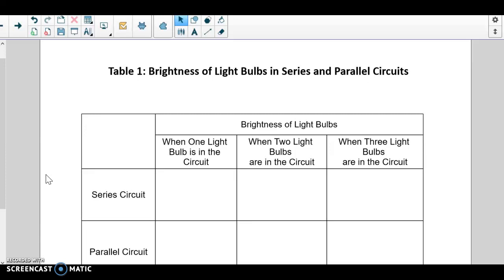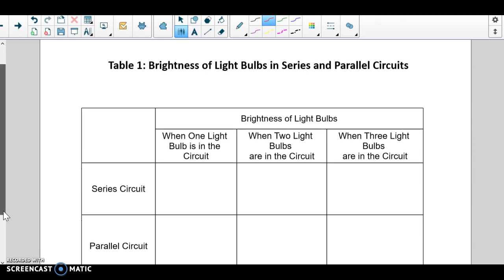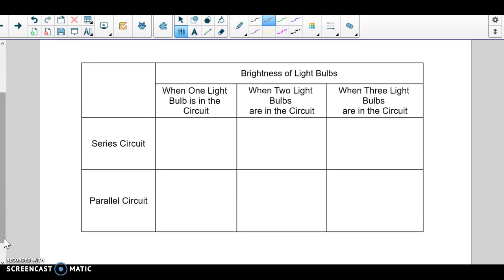So here we're going to take up the results from that simulation where you connected different light bulbs in series and in parallel. So first we're going to take up your answers, your results, comparing the brightness of the light bulbs when you connected 1, 2, and 3 light bulbs in series or in parallel. So let's say when one light bulb is in the circuit, when we just have a simple circuit, we'll call that level just bright, regular brightness.